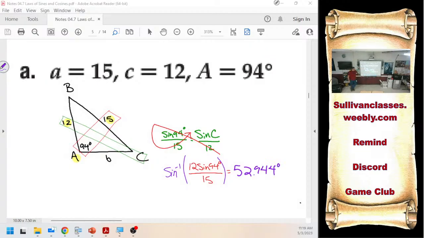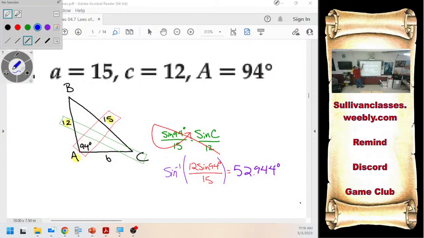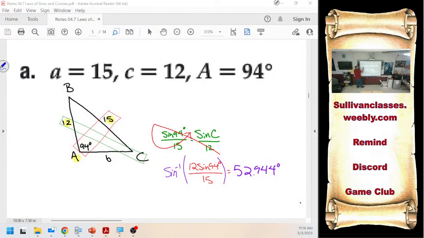Cool. Hey, I can find B now. And this is how I'm going to write it, and this is why I want you to know where that answer button is on any calculator you may use. The measure of angle B, I'm going to write that as 180 minus 94 plus my answer. I'm actually going to use the answer button.